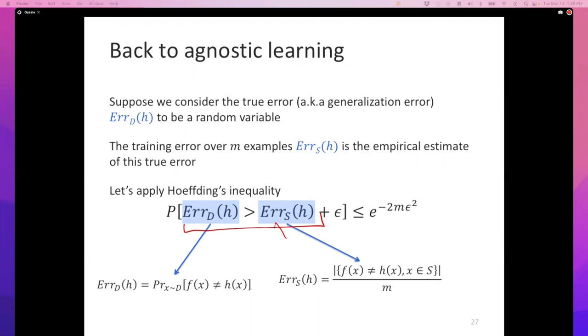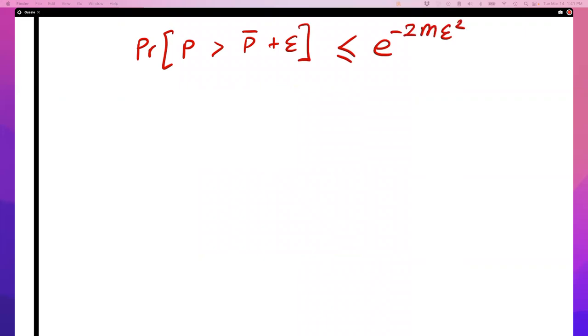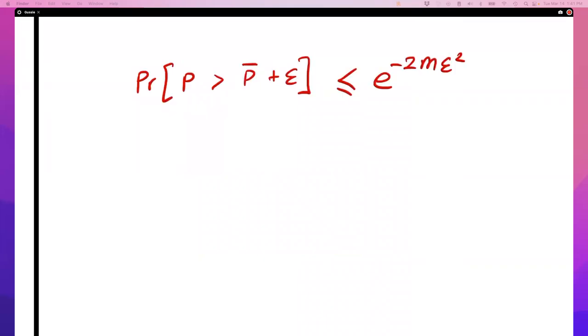Yeah, so that's the neat trick that's happened here. Hoeffding's inequality, the version that we saw was the probability of p greater than p bar plus epsilon. Let me pull a new page up because this is a subtle point, and I want to spend a bit of time on it, and that will take us to the end of the lecture today. That's the expression that we had before.